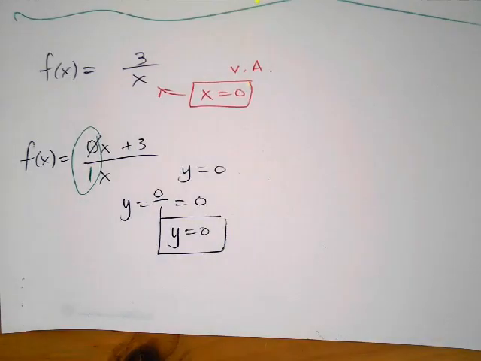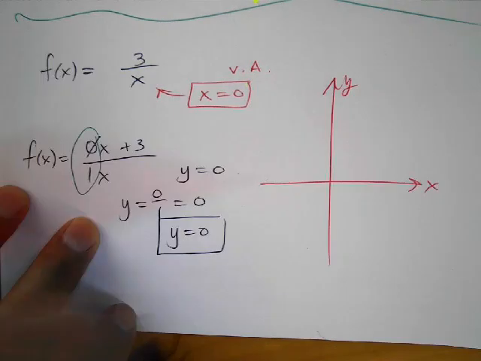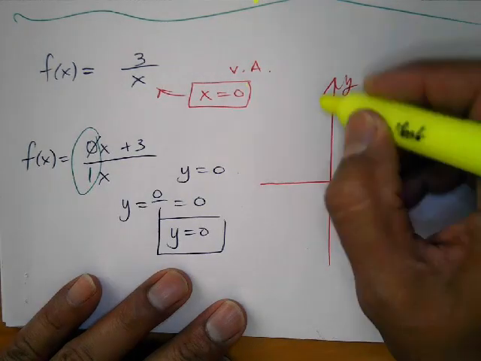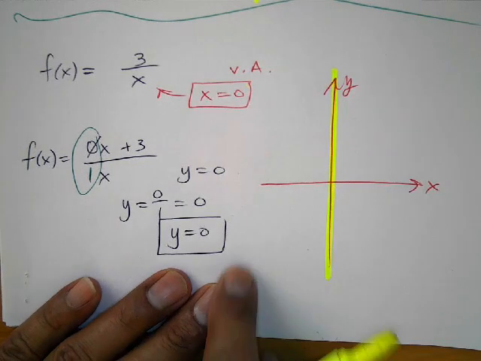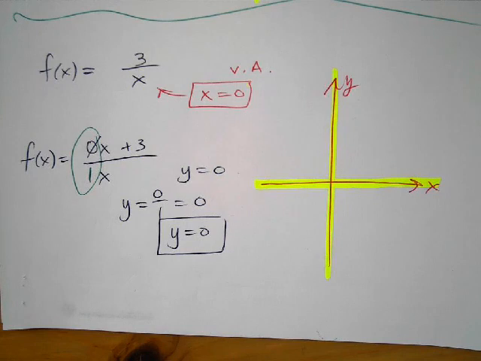Okay, so that's y is equal to 0. And this is for your asymptote, so that means that what? x is equal to 0, which is your vertical asymptote, is going to be your y-axis, and y is equal to 0 is going to be your x-axis. Okay, there you go.